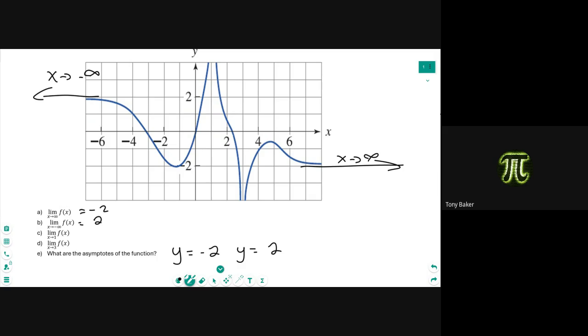What is the limit as x goes to 1? Yeah, that's infinity. And as x goes to 3, that is negative infinity. And those are both vertical asymptotes. What's the limit as x goes to -4? 1. Right there. So I can technically ask you any point on the graph.